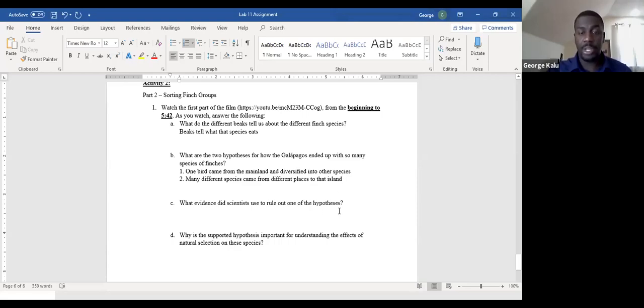Now, which one of these was the correct hypothesis? Right, the first one. So this one ended up being the correct hypothesis, where we had one bird or one finch coming from the mainland and then diversifying into other species. Okay. So what evidence did they use to rule out the other one? What evidence did they use to rule out the other hypothesis?